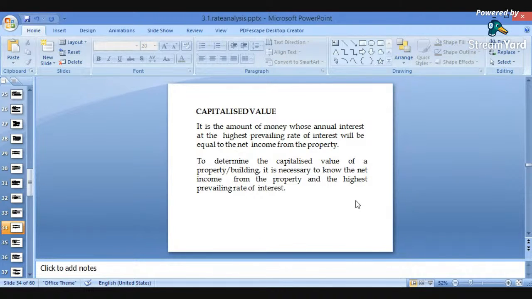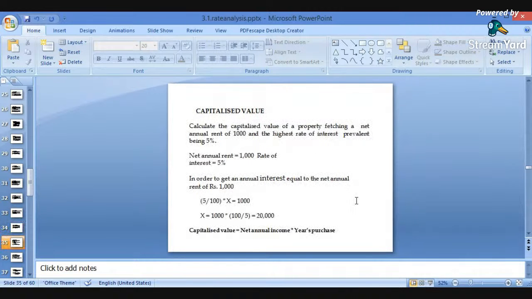To determine the capitalized value of a property or building, it is necessary to know the net income from the property and the highest prevailing rate of interest. Net income is important because that is what the amount must equal. So we have to know the net income, and then we have to fix the highest prevailing rate of interest, so that the amount is equal to the net income.